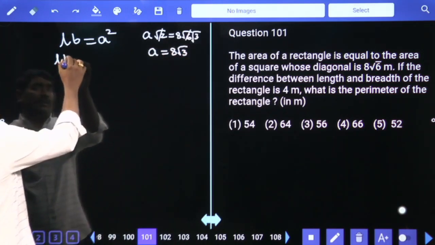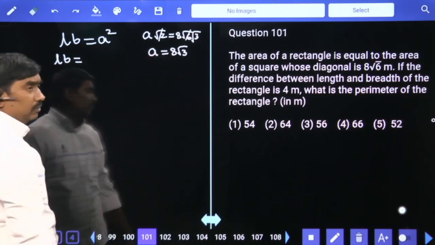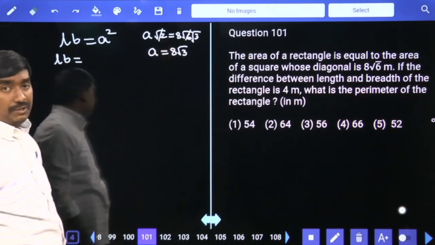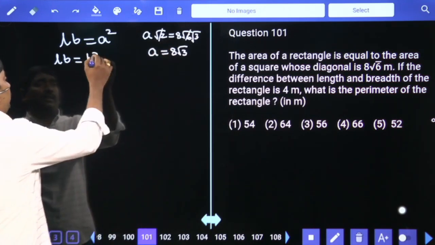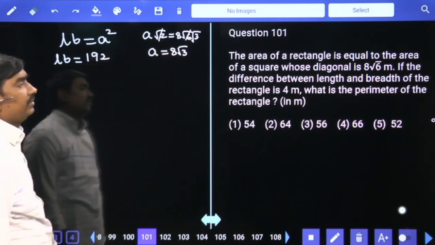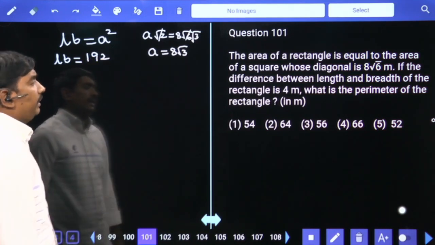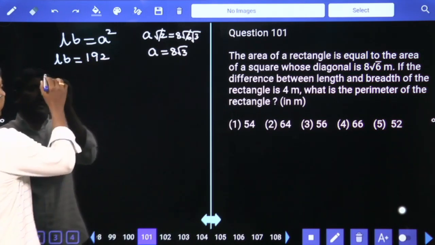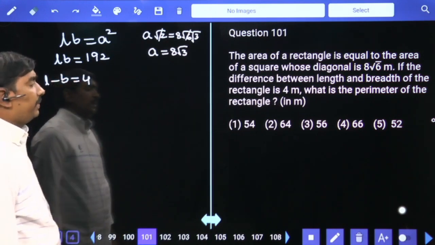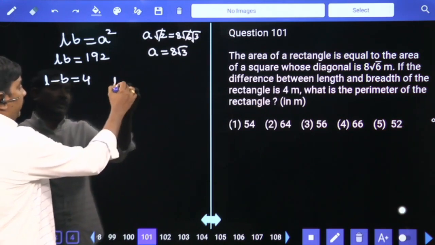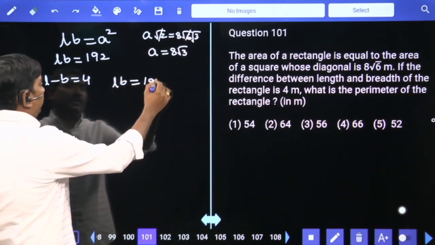Then LB is equal to A square, 8 root 3 whole square. 8 square is 64, root 3 square means 3. 64 threes are 192. If the difference between length and breadth of the rectangle is 4 meters, L minus B equal to 4 meters, what is the perimeter of the rectangle? LB is 192, L minus B is 4.